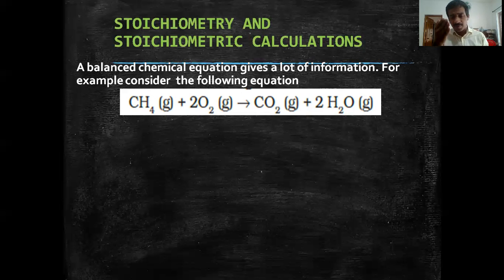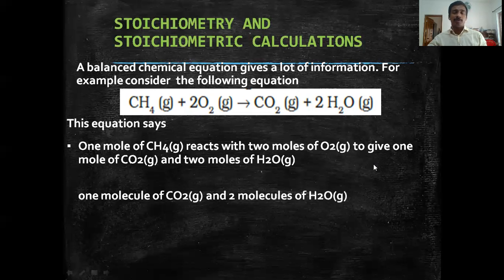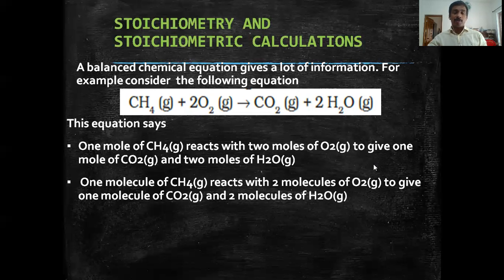So in this way, we will get a number of pieces of information. You can try one or two. Okay, you see some of the information taken from the equation. 1 mole of CH4 reacts with 2 moles of O2 to give 1 mole of CO2 and 2 moles of H2O. 1 molecule of CH4 reacts with 2 molecules of O2 to give 1 molecule of CO2 and 2 molecules of H2O.